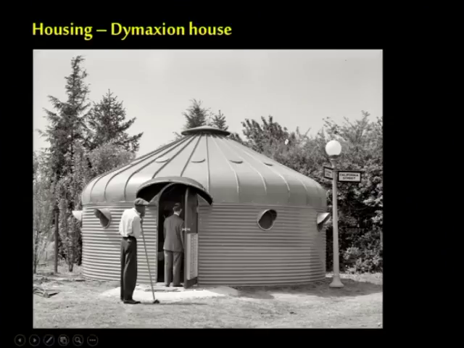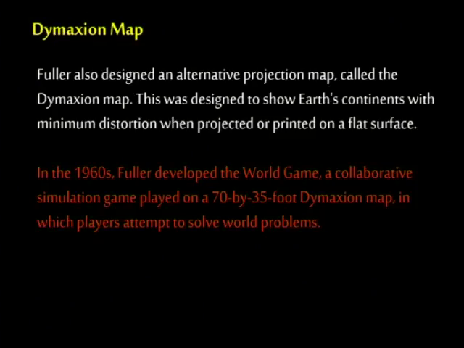Look at the way he uses a cowl which allows for escape of air from the top, and the way he uses visual elements to integrate the inside of the building with the outside. Let's look at another interesting thing which Richard Buckminster Fuller worked on. It's called the Dymaxion Map.